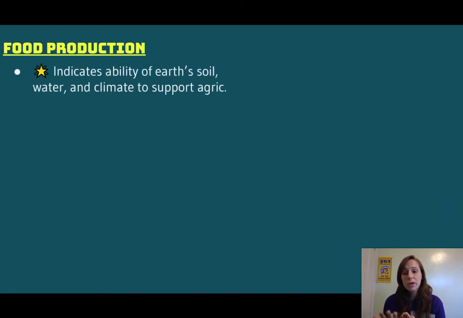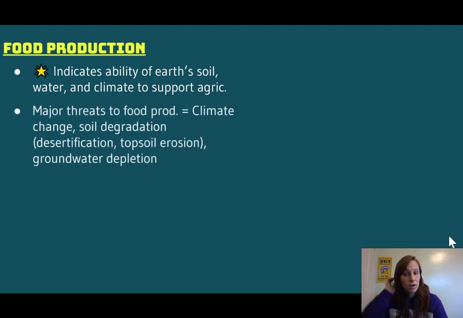Now, another indicator that we have is food production, because food production is going to indicate the ability of Earth's soil, water, and climate to support agriculture. If we're able to have good food production, it means that everything's healthy. You're able to grow things, they're able to thrive. If you're not doing so great with food production, that means that maybe your soil is not going to have the nutrients, maybe you're running out of water, maybe the climate is drastically changing. So we can actually use food production as an indicator here.